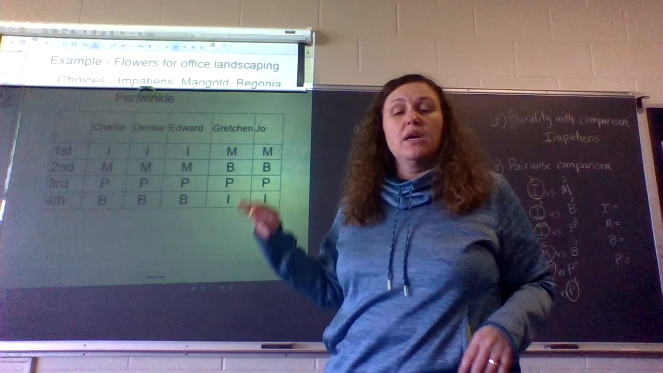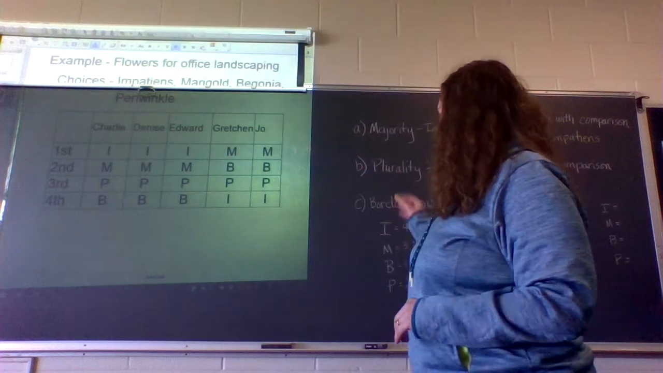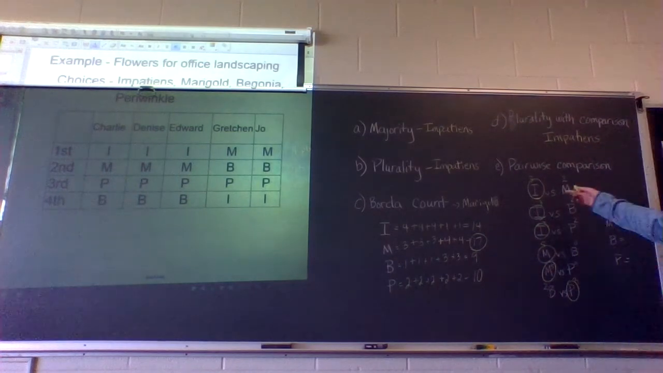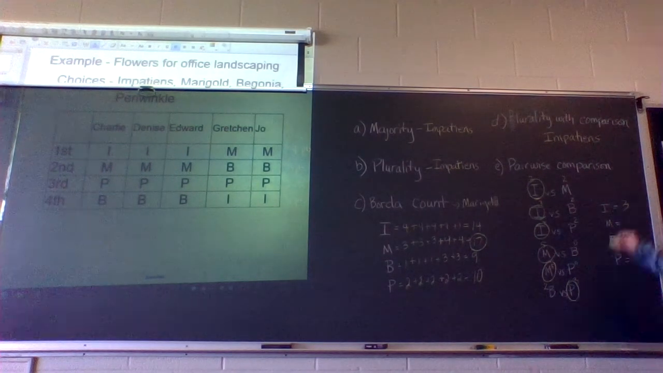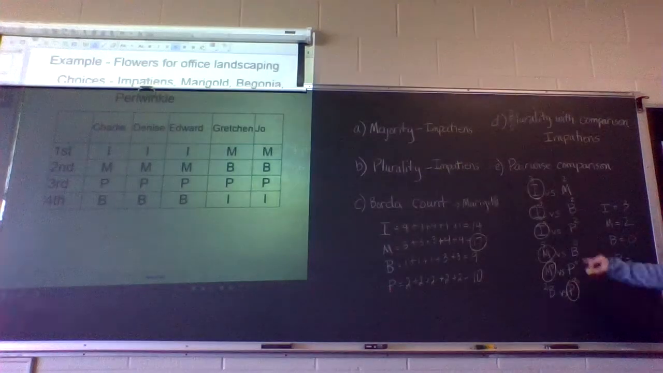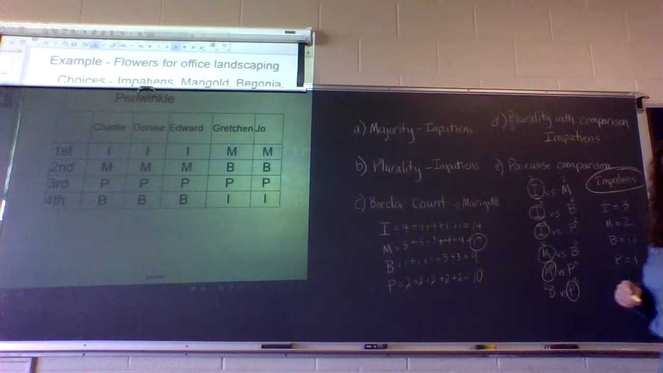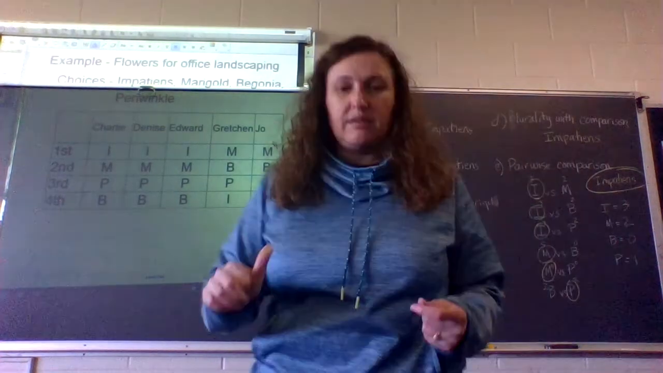Okay, so anyways, it turns out that I got 1, 2, 3 points. M got 2 points. Begonias got 0 points. They didn't win any of them. And periwinkle got 1. So that means that impatiens won because it had won more of the head-to-head comparisons here. All right, let's come back. Let's hope the next one goes better.